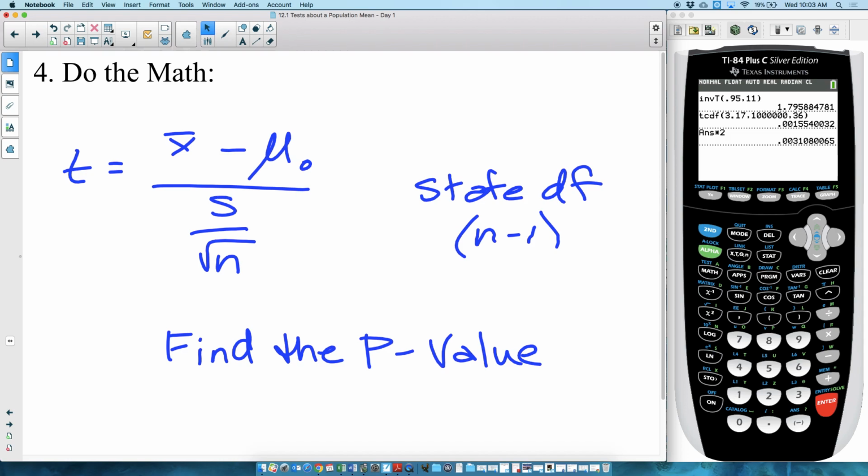What is step 5? Conclusion in context, right. Do you remember my phrasing from the other day?